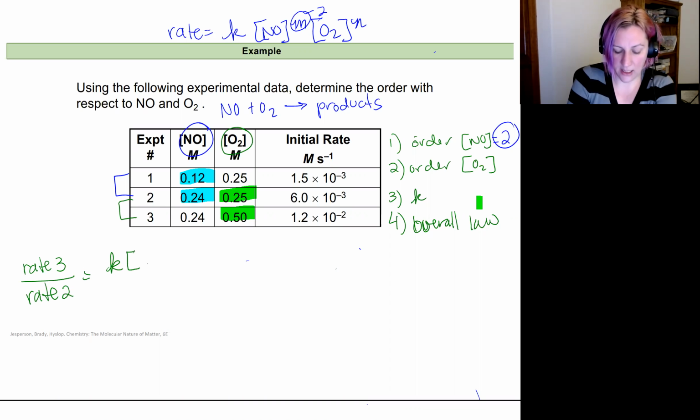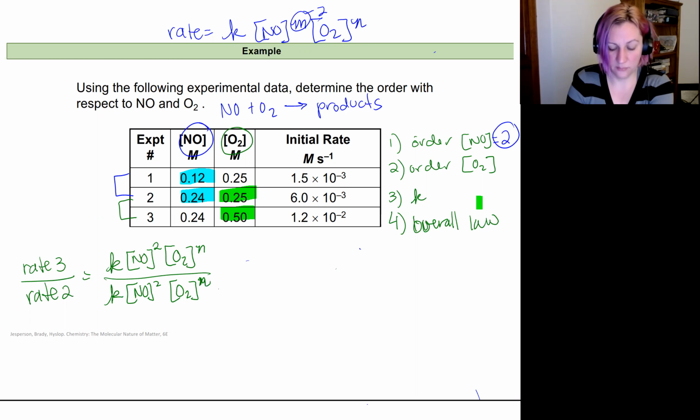It's going to be K times my NO to the M. Well, actually, now I know what M is, right? It's 2. So NO to the 2 times O2 to the N, all divided by K times NO squared, O2 to some exponent we don't know yet, N. And now I'm going to fill in the information that I know.